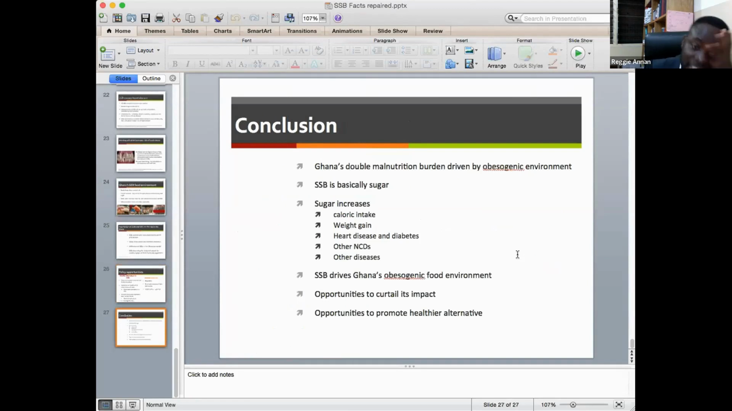So in conclusion, everybody says it: Ghana's double burden of malnutrition is clear for all to see. The SSBs we are talking about are basically sugar. They increase caloric intake, promote weight gain and obesity, and are linked to heart diseases, diabetes, other NCDs, and many other diseases like the two decades I mentioned. SSBs drive Ghana's obesogenic food environment more than these other obesogenic foods. Opportunities to curtail their health impact exist, and opportunities to promote healthier alternatives also exist. I believe that is the direction we should be going in.